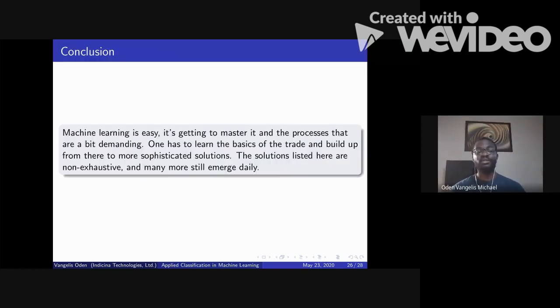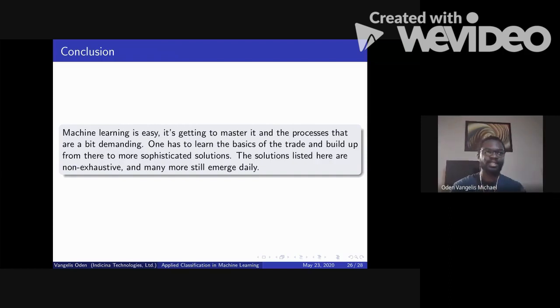Right. So in conclusion, machine learning and classification in general is very easy. The only difficult or demanding process in it is understanding and mastering it. Daily we see new techniques, new methods, new data. Understanding what classification can do doesn't necessarily mean you can solve every classification problem out there. It means that you have to spend time learning, learning about a particular problem.